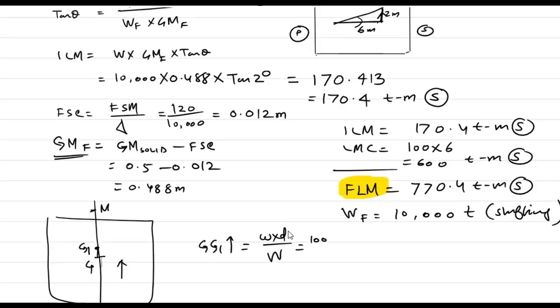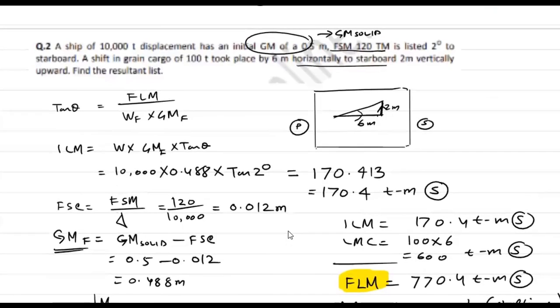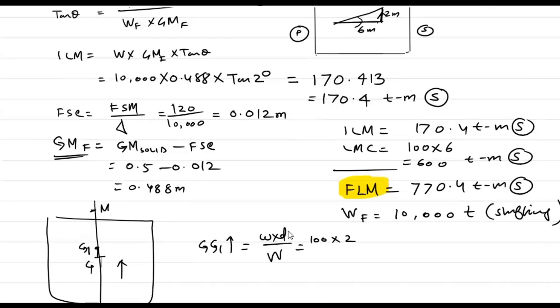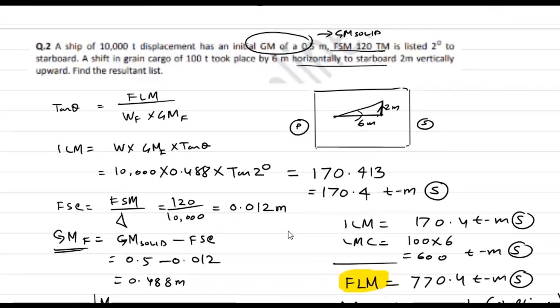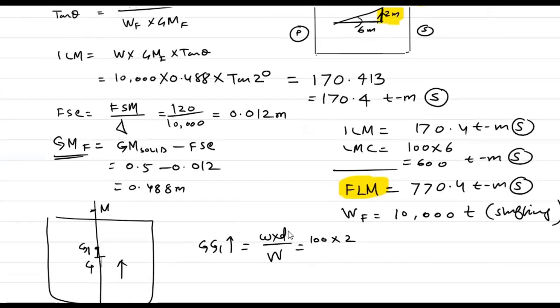W is 100. And how much did d shift? Not 6 meters, 2 meters. The vertical direction is 2 meters. Don't get distracted, you have to be second mate. Displacement is 10,000. So 200 upon 10,000. How much is that? 0.02 meter.